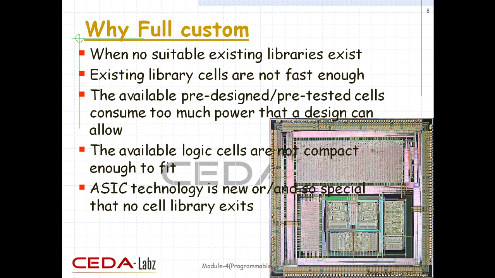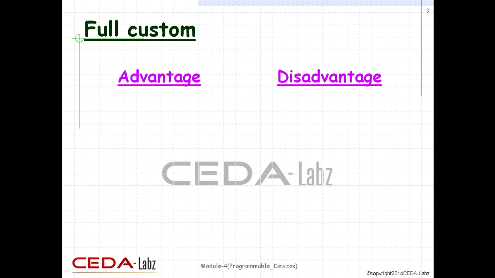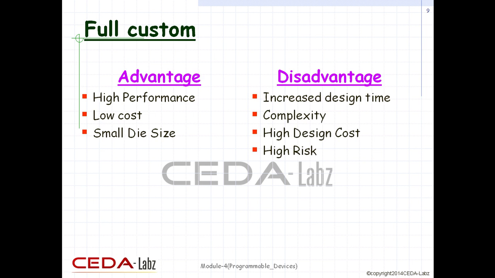This is the microscopic photograph of custom ASIC 486 chipset, showing gate-based design on top and custom circuitry on bottom. The advantage of full custom IC is that they offer high performance, low cost and small area. Whereas, the main disadvantage of full custom IC is that design time will increase, complexity of desired architecture will increase, cost also increases, and there's very high risk of success.